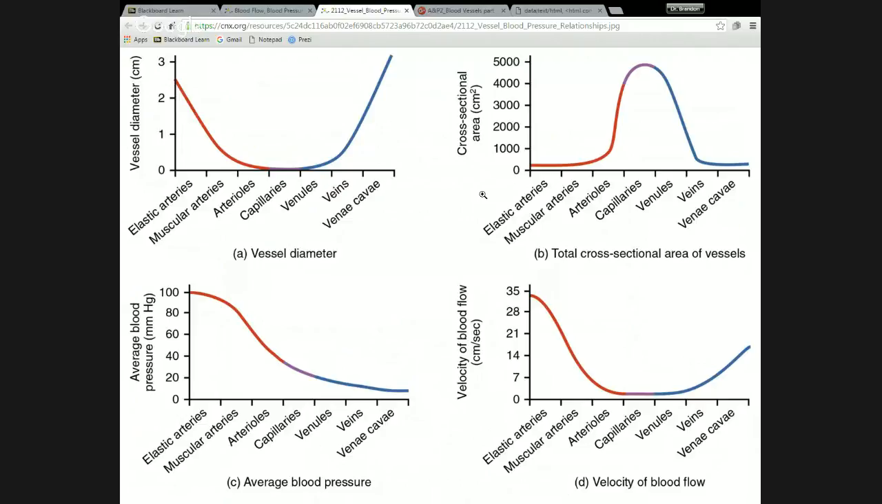Next curve here is looking at the cross-sectional area of these vessels. So again, starting with the aorta coming off the heart and going all the way through and back to the vena cava, which is the last of the veins. Cross-sectional area is pi r squared based on the radius of a particular vessel.